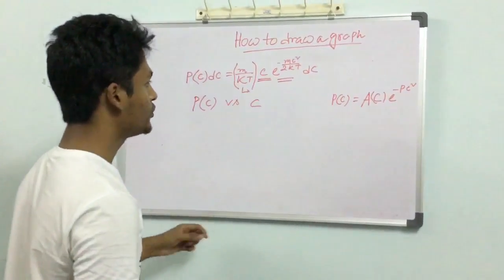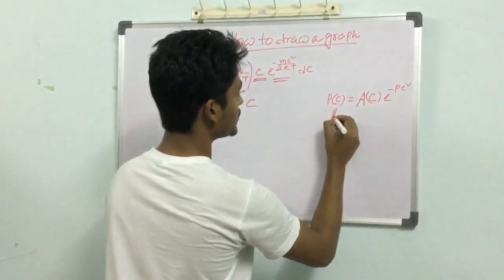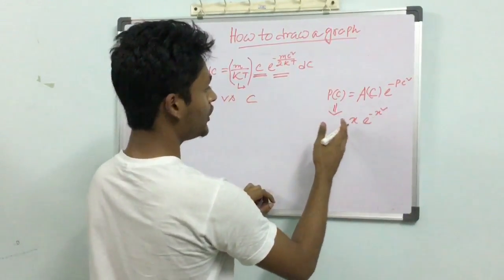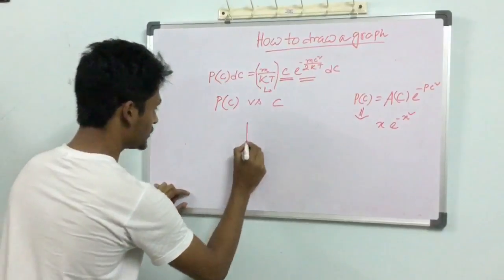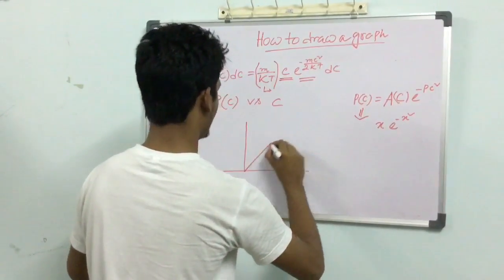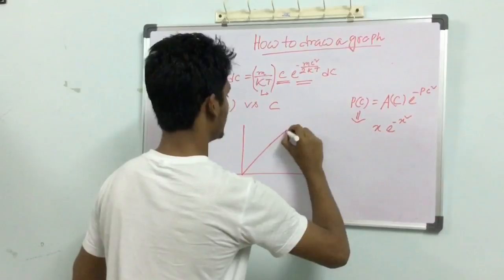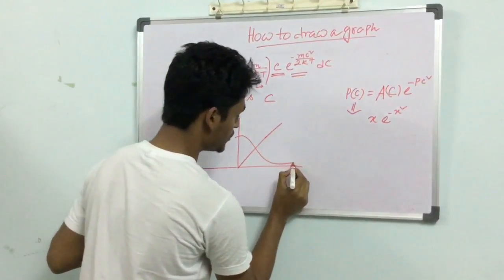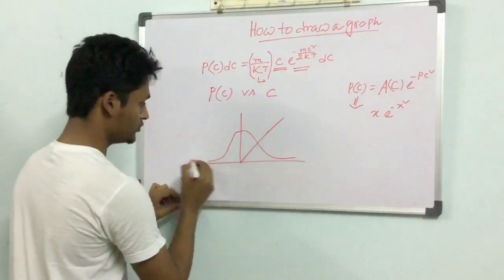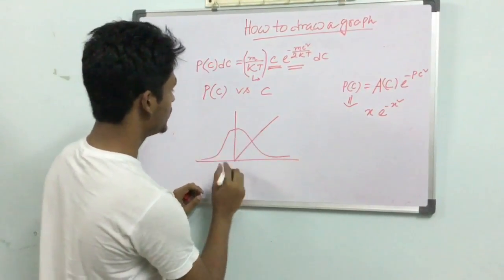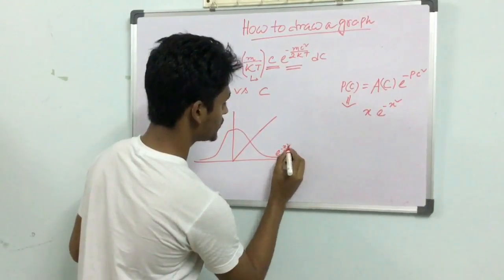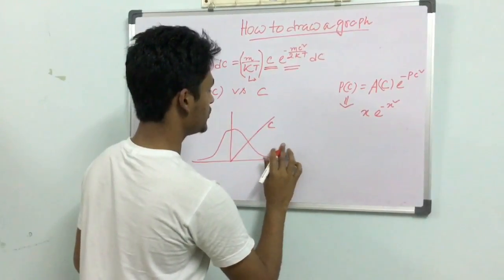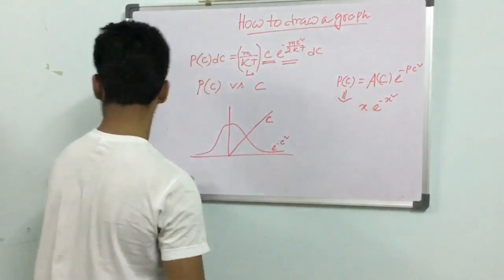So this is what we discussed. This is like x e to the power minus a x square. You know x, e to the power minus x square, and you know x. So just plot x and e to the power minus x. I already told you this is like this. I'm just taking this part. So this is my e to the power minus x square. This is my x. So in this case, this is actually c, and this is actually minus c square.